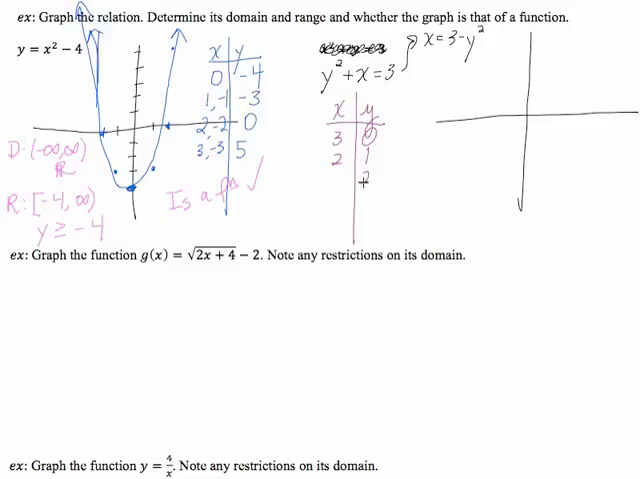Let's try 2. When y is 2, I have 2 squared, that's 4. Is that right? Yeah, 2 squared is 4. 3 minus 4 is negative 1. Okay, what about y is 3? Let's try that. When y is 3, 3 squared is 9. 3 minus 9 is negative 6. That's going to be off my graph. So let's choose some negative values for y as well here. So let's try negative 1. Y is negative 1. Negative 1 squared is positive 1. So x is 3 minus 1, or 2.